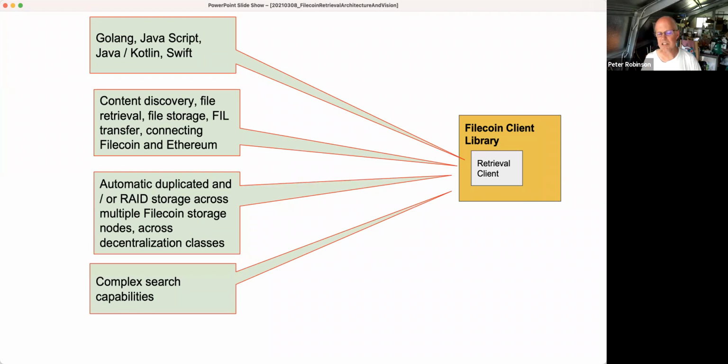And of course, finally, you can imagine that rather than just getting stuff that you know about already, you might want to be able to do complex searches. So essentially a web search, but across all of the content that's in Filecoin.